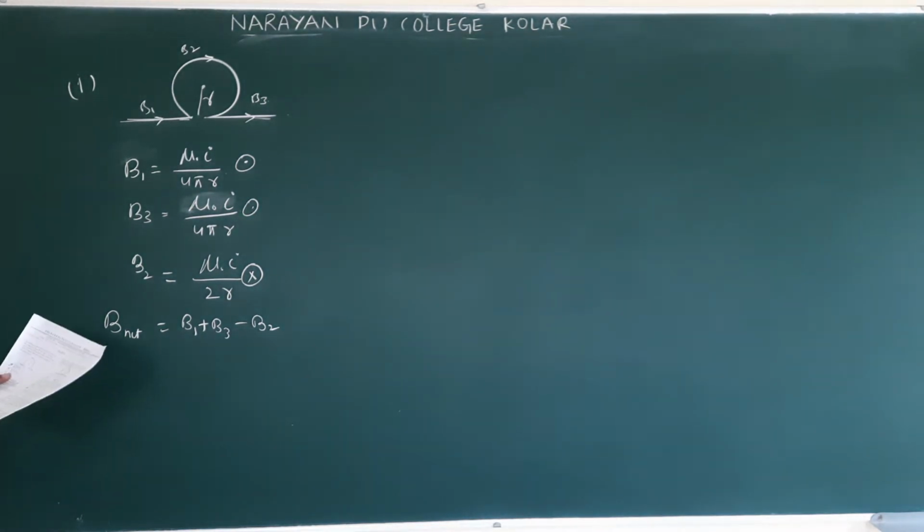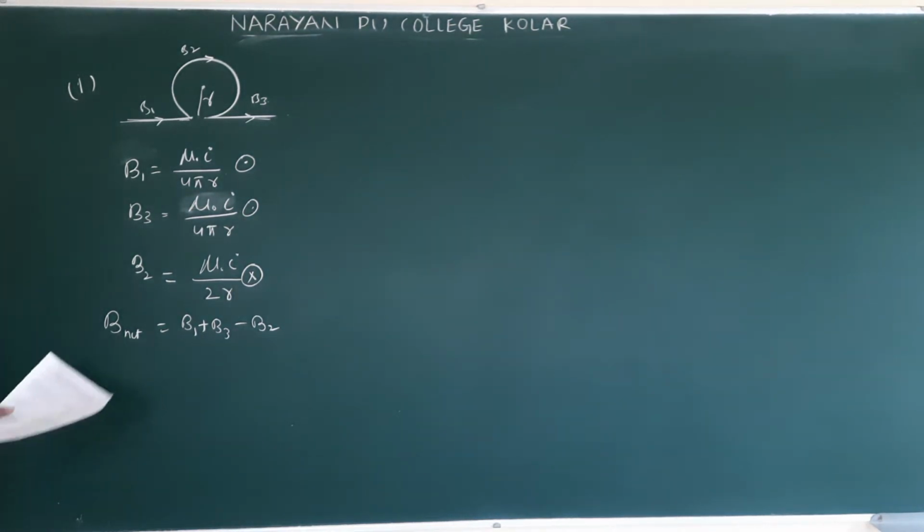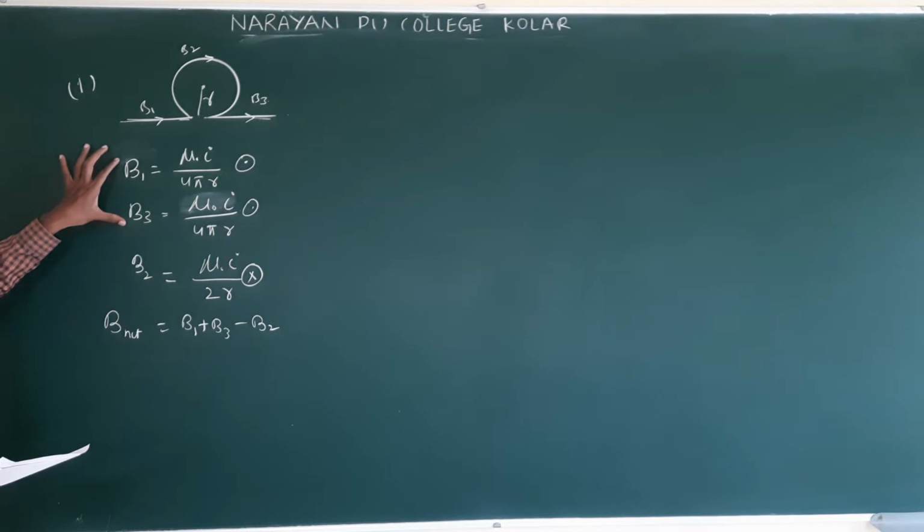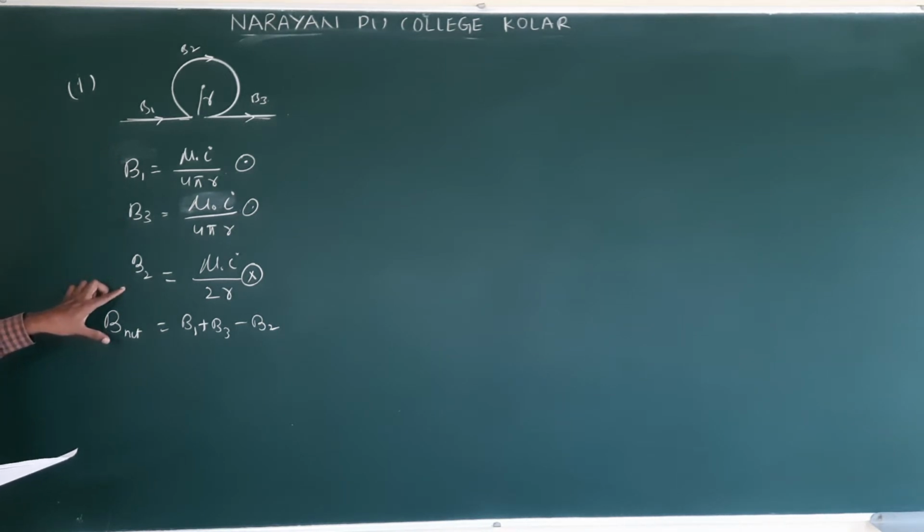Clear? That depends on how the options are given. So you do it, you will get the answer. So these two are in the same direction, B1 and B3. B2 is in the opposite direction. Okay, so option 2 is correct.